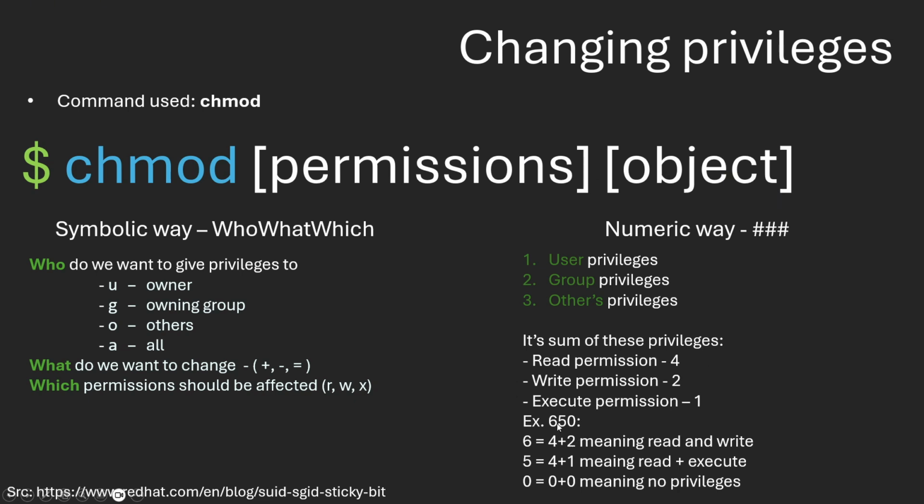This would mean that for the owner, we add read and write because 4 plus 2 equals 6. Then for the group, we have 4 plus 1, which equals 5, which means read plus execute. And then we have 0, which means that other people on this file have no privileges.